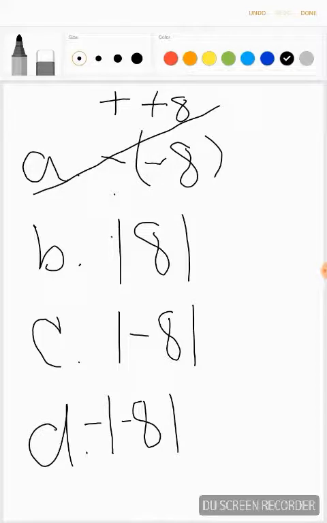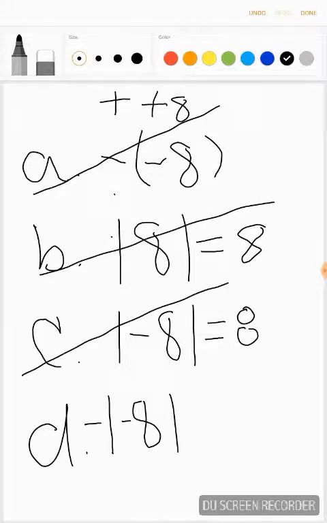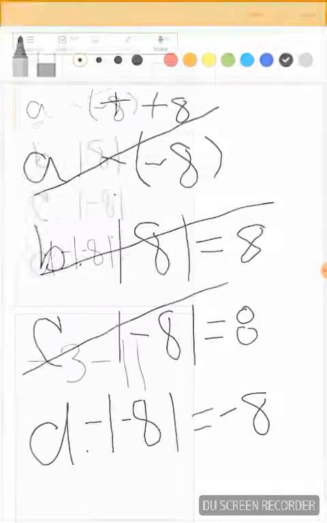B is the absolute value of 8. The absolute value of 8 is 8. So this is going to equal 8. Now the absolute value of negative 8, that is also 8 because the absolute value is the distance from 0. So when we do absolute value, it will never be negative. So we know it can't be those two because those are both 8. Now this one, it's a negative times the absolute value of negative 8. We already said the absolute value of negative 8 was 8. If we multiply that by a negative, we would get negative 8. So your answer should have been D.